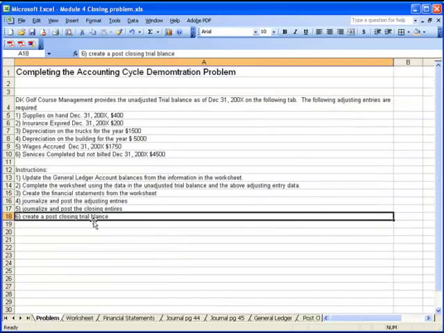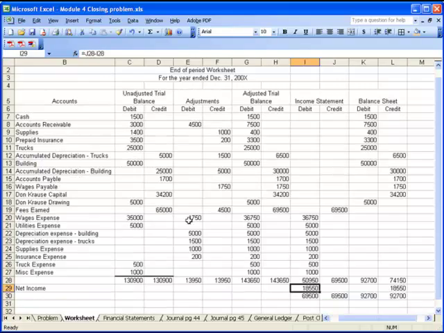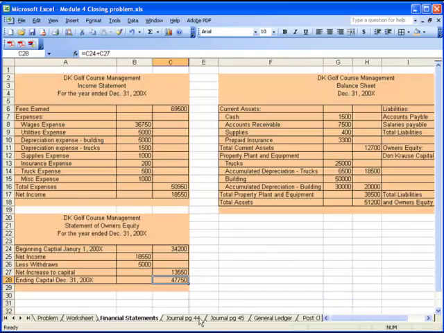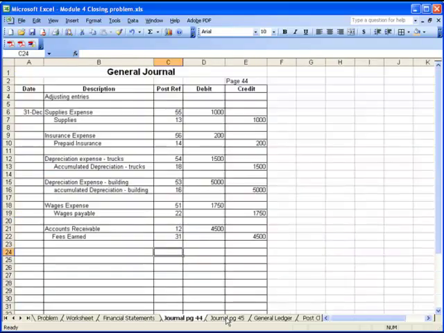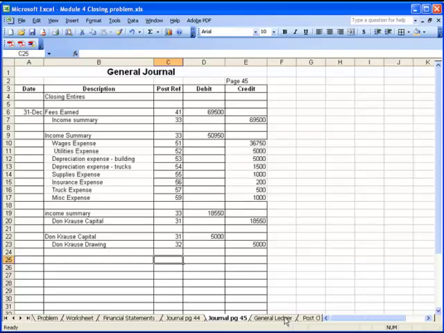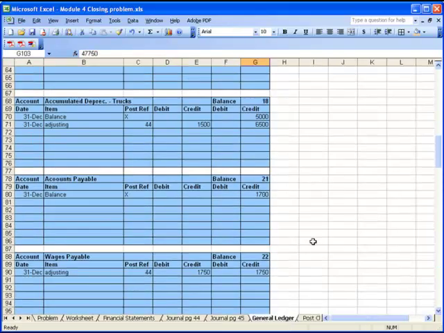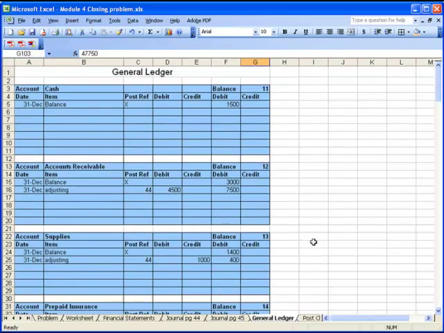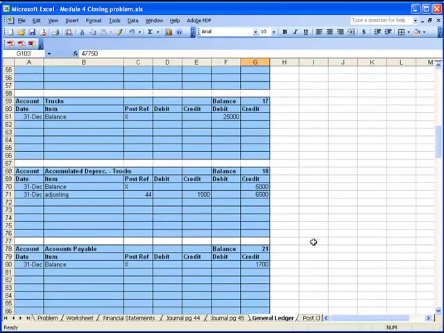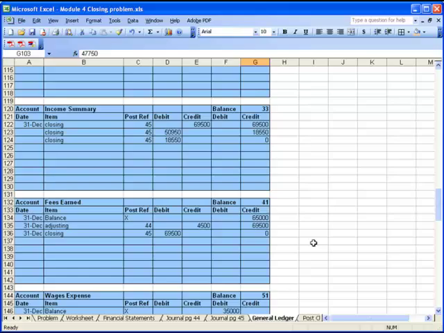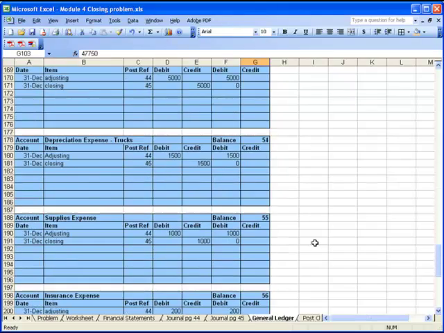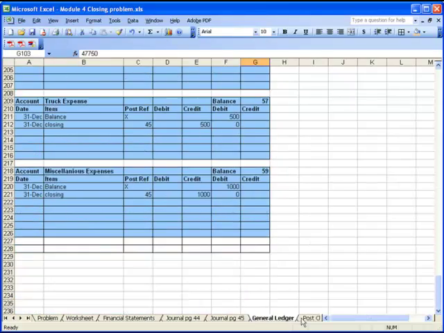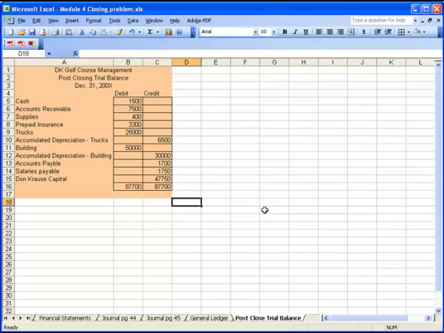Go back and make sure we've completed all of the tiles. The worksheet, the financial statements, our journalizing of adjusting entries, journalizing of closing entries. Our general ledger's been completely updated. We have balances in all those accounts after the closing process. See them here. And then finally our post-closing trial balance.